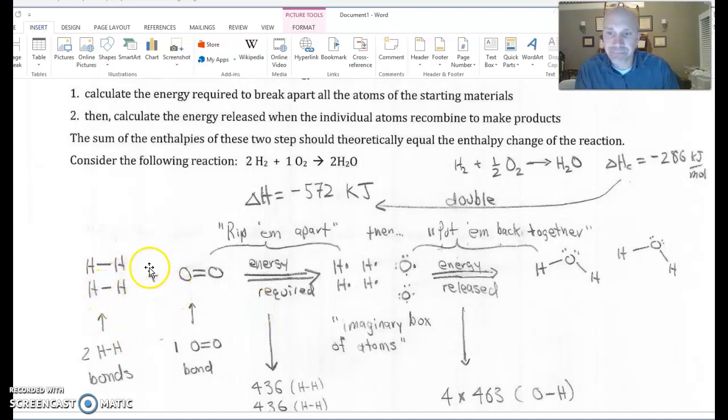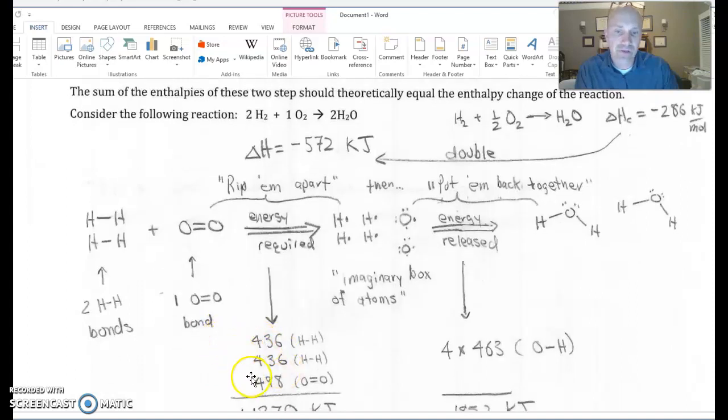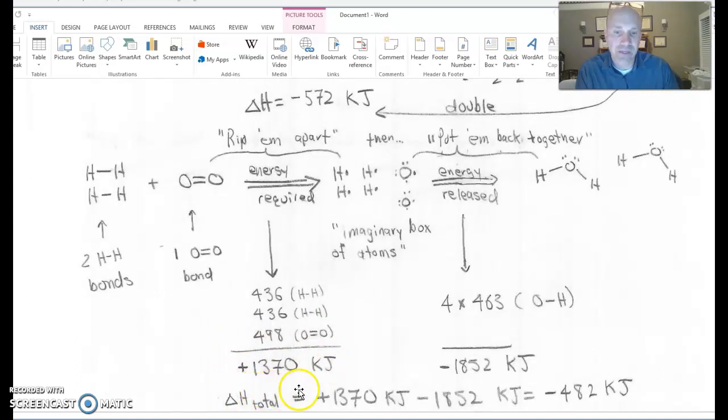So let's see what we have here. If we look at the starting molecules right here, if we get 2 of these, that would require the breaking of 2 hydrogen-hydrogen single bonds. We have 1 oxygen, so we have to break 1 oxygen-oxygen double bond. And we can calculate that. Again, these numbers come from the bond enthalpy chart that you saw previously. So this represents the total amount of energy required to rip all these molecules apart into their individual atoms.